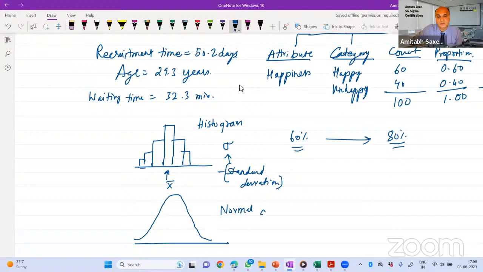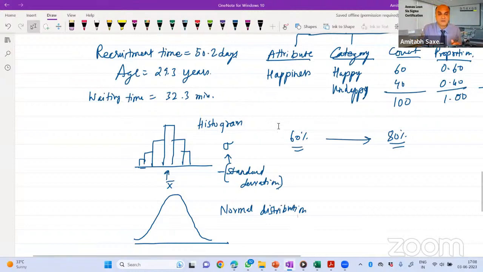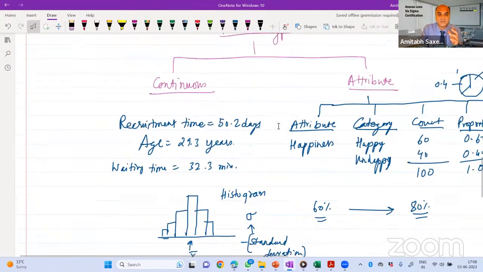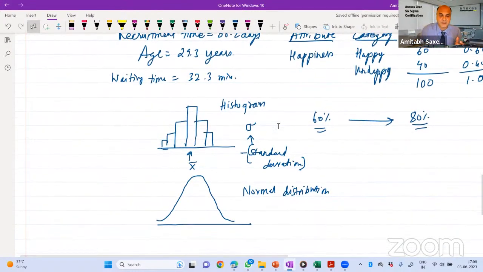Normal distribution. Why? Because it is usual, it is natural, it is normal to obtain a normal distribution. That's what he said. That's why this is a normal distribution. So typically you'll find that your continuous data follows a normal distribution, which has an average and which has a standard deviation.